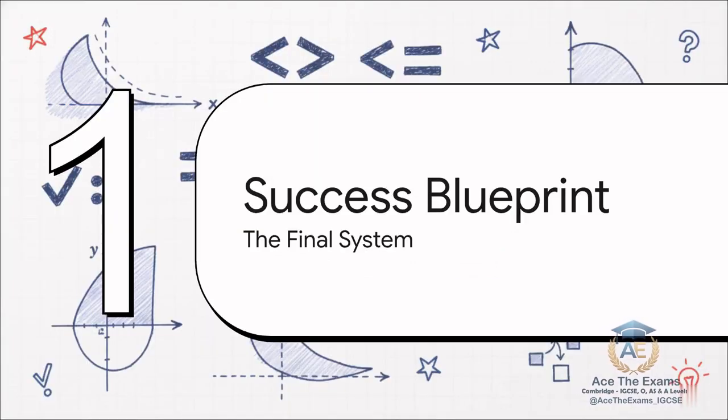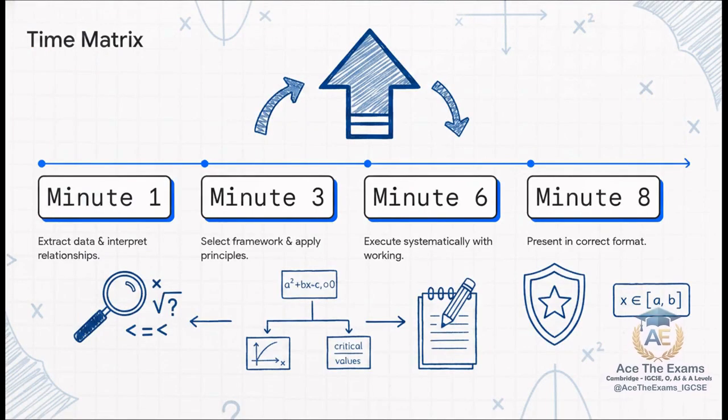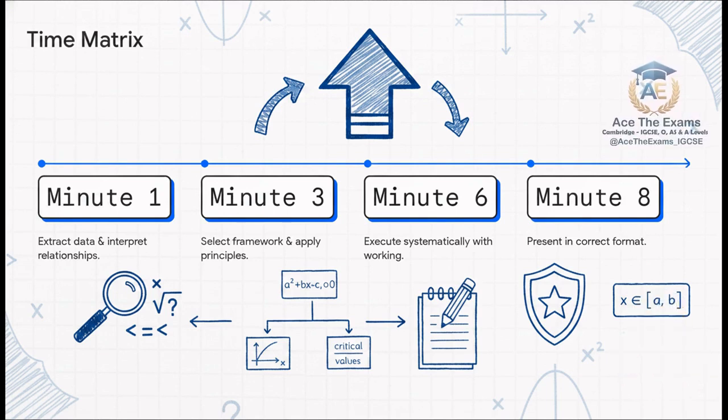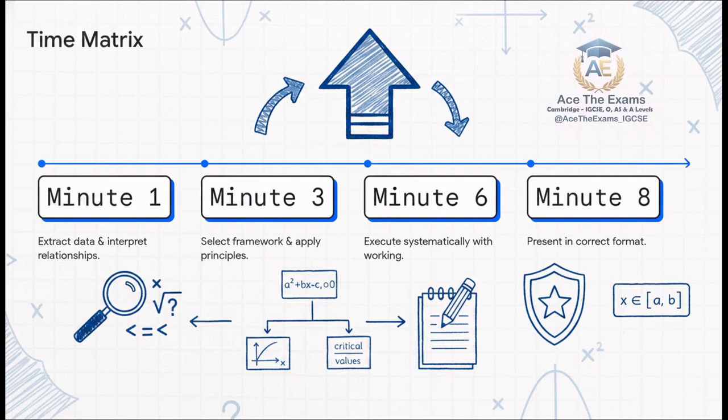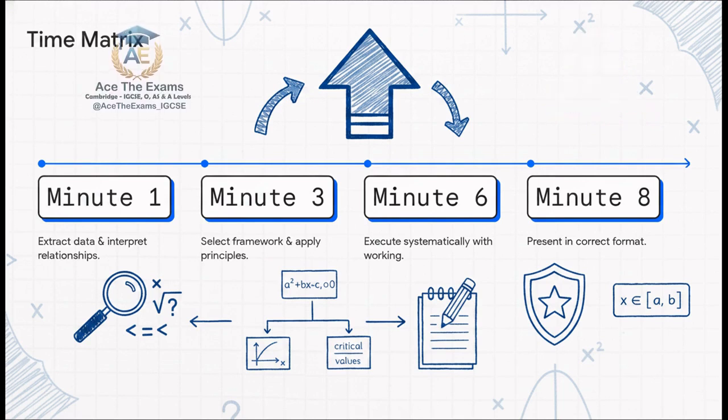Section 6. Your Success Blueprint, the final system. Okay, let's consolidate all of these excavated clues into a final bulletproof system that prioritizes logical, structured reasoning. We are talking about 3 golden rules: command word decoding, Peel framework application, and the time management matrix. When you hit a complex quadratic inequality question in the exam, you generally have an average of about 8 minutes to secure full marks. Here is your time management matrix.